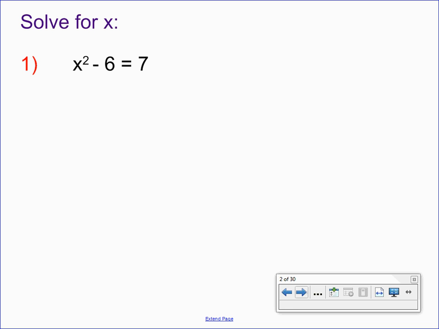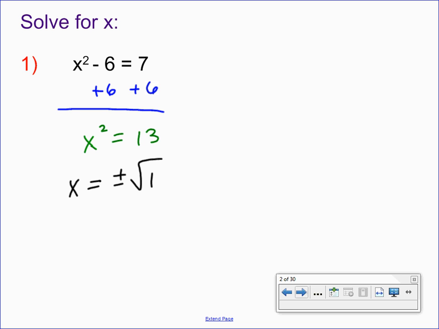Let's go ahead and do that first one then. I would add 6 to both sides to isolate the quadratic term, that's fancy for the squaring term. And then I'll undo my squaring by square rooting. So this is just a two-stepper. I'm going to add 6 to both sides, and then undo squaring by square rooting. x squared equals 13. The next step gives x equals the positive and negative square root of 13.